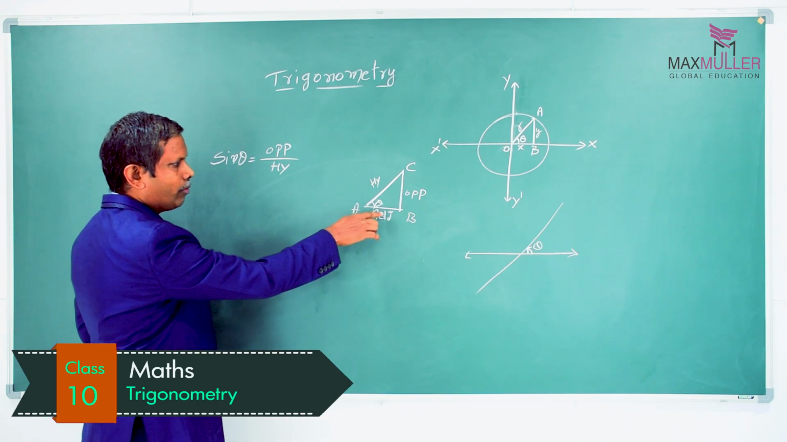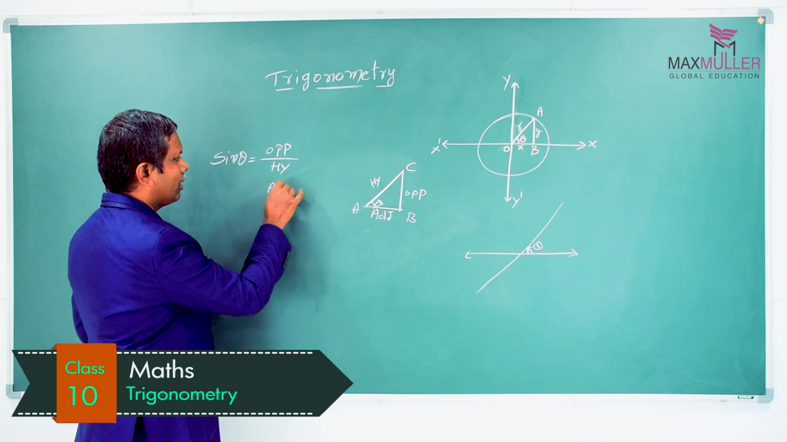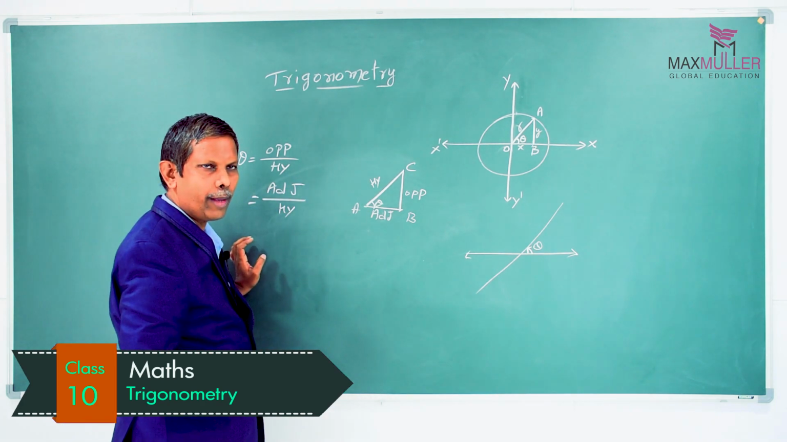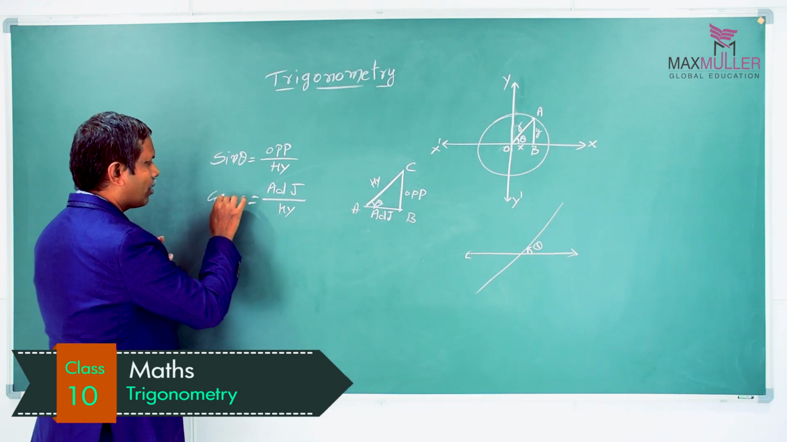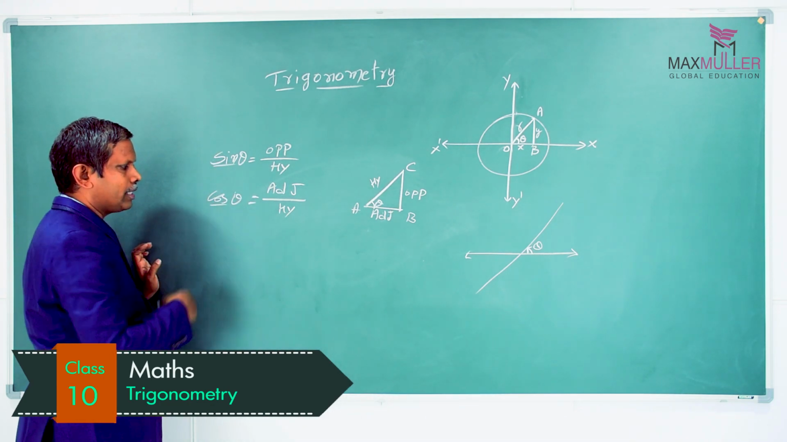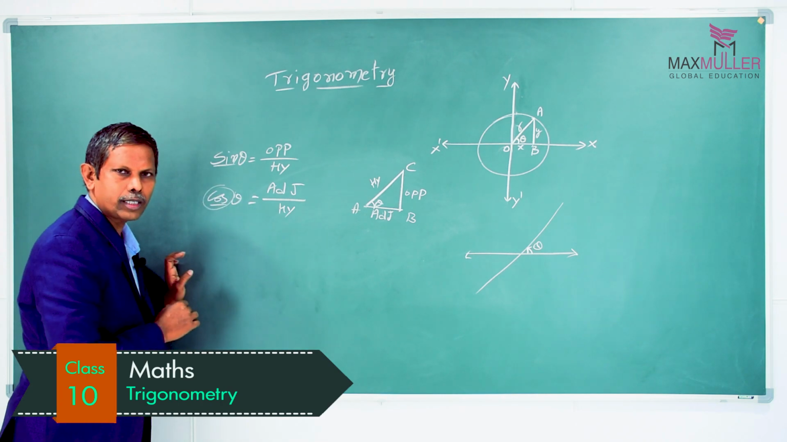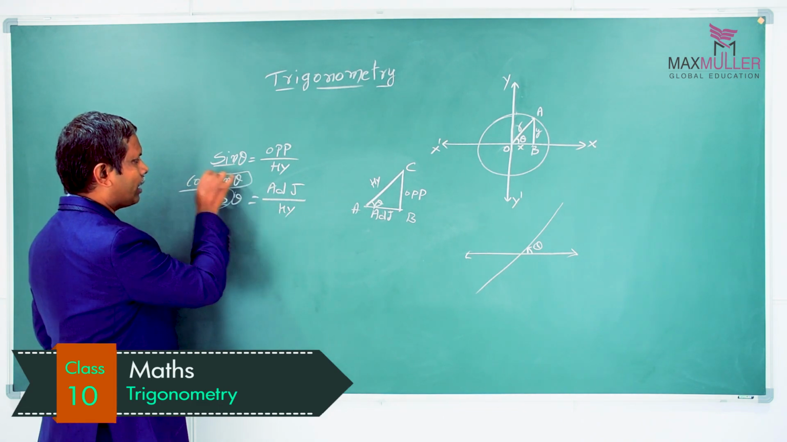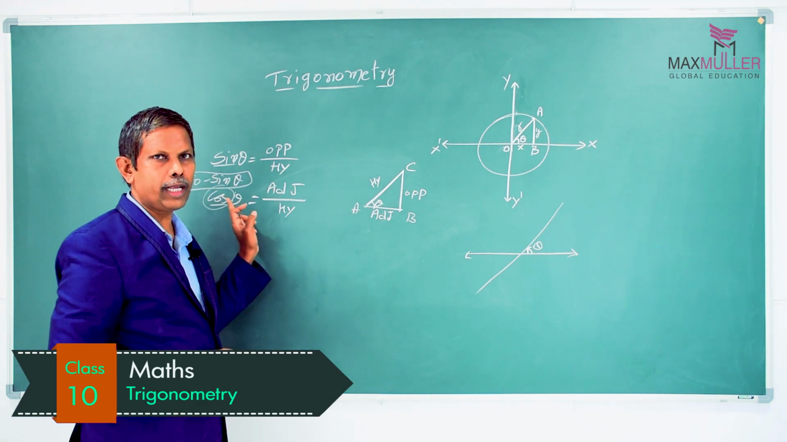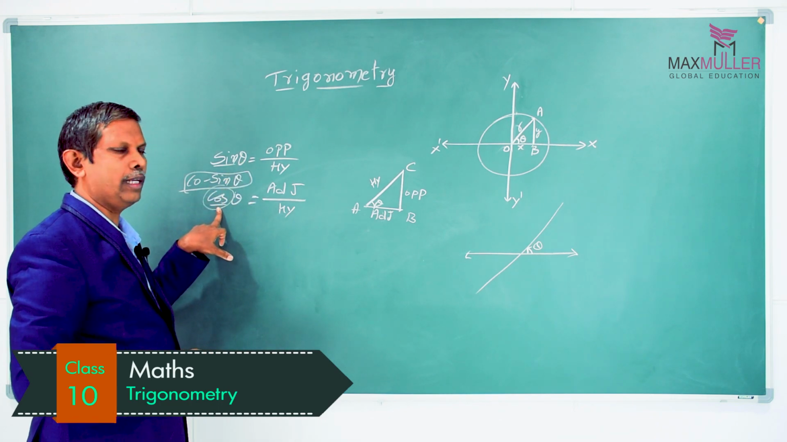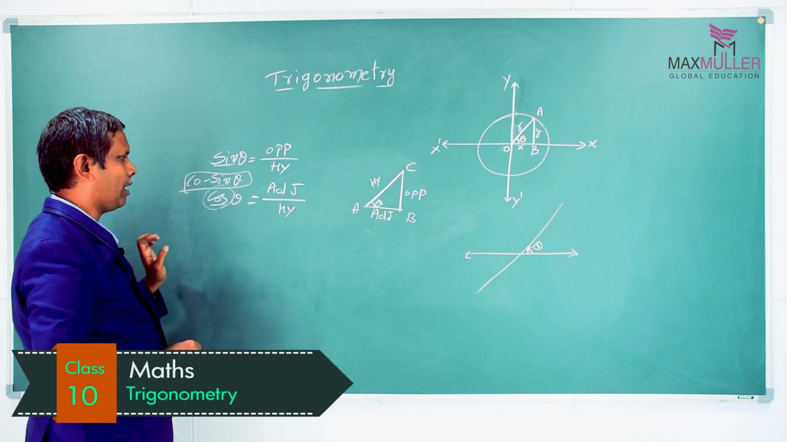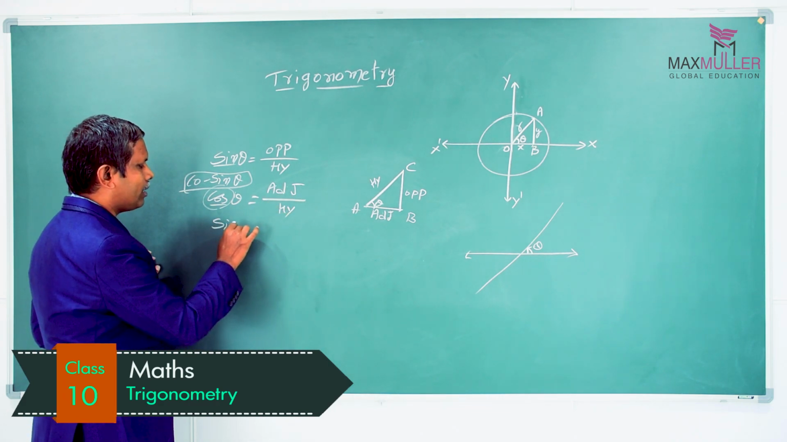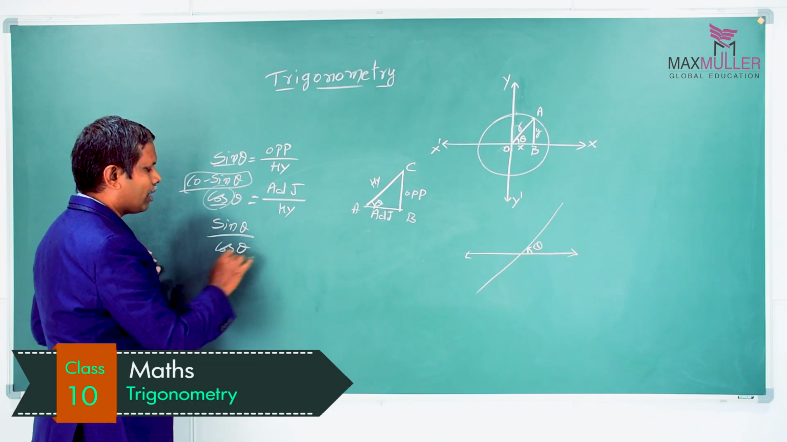And the second one: adjacent by hypotenuse. This adjacent by hypotenuse is named as cos theta, that is, cosine theta. Adjacent by hypotenuse. And the third one, they named as sin theta by cos theta, that is equal to opposite by adjacent.